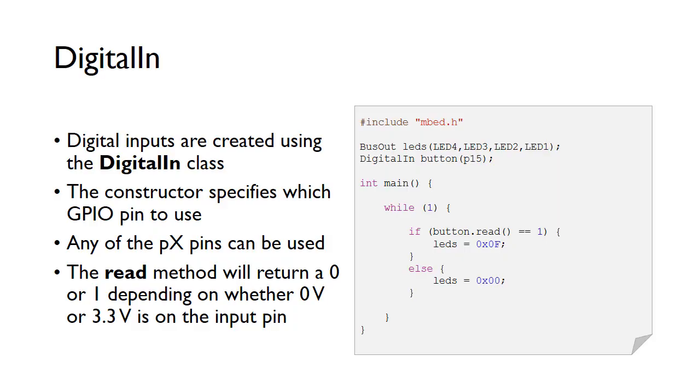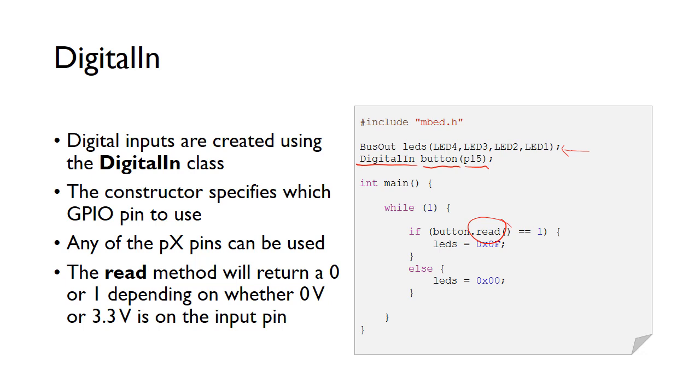And then finally we've got the digital in. So these are when we're using the digital inputs. Again, for this example, I've kept the bus example in, but now I've created, so this is our DigitalIn class, an object called button connected to pin 15, so we can use any of the P5 up to P30 pins. So now we can use this read method. That returns a 0 or 1 depending on whether it's 0 or 3.3 volts on the input pin.